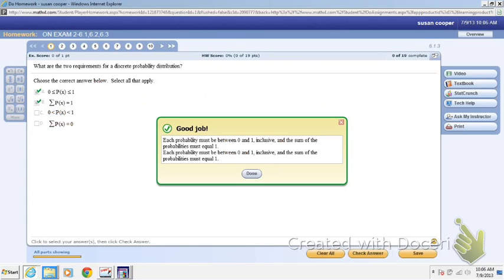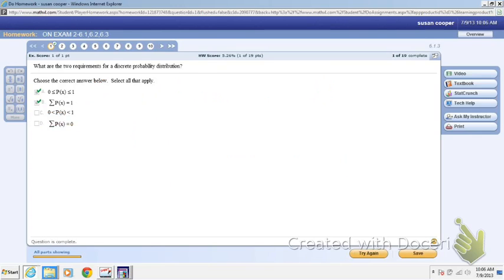So I had hit pause and actually clicked those two answers, and it says, good job. Probabilities have to be between 0 and 1 inclusive on your probability distribution. And if you're forgetting what the probability distribution looks like exactly, we're going to see that in a moment. And all the probabilities should be between 0 and 1, and the sum of the probabilities should equal 1.